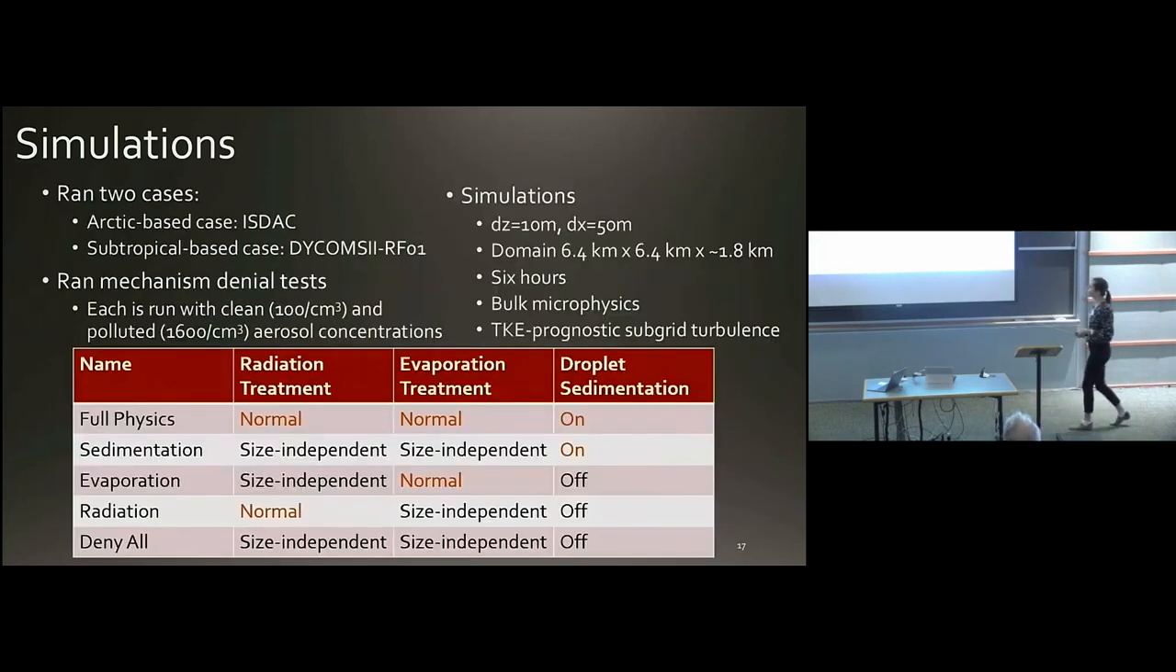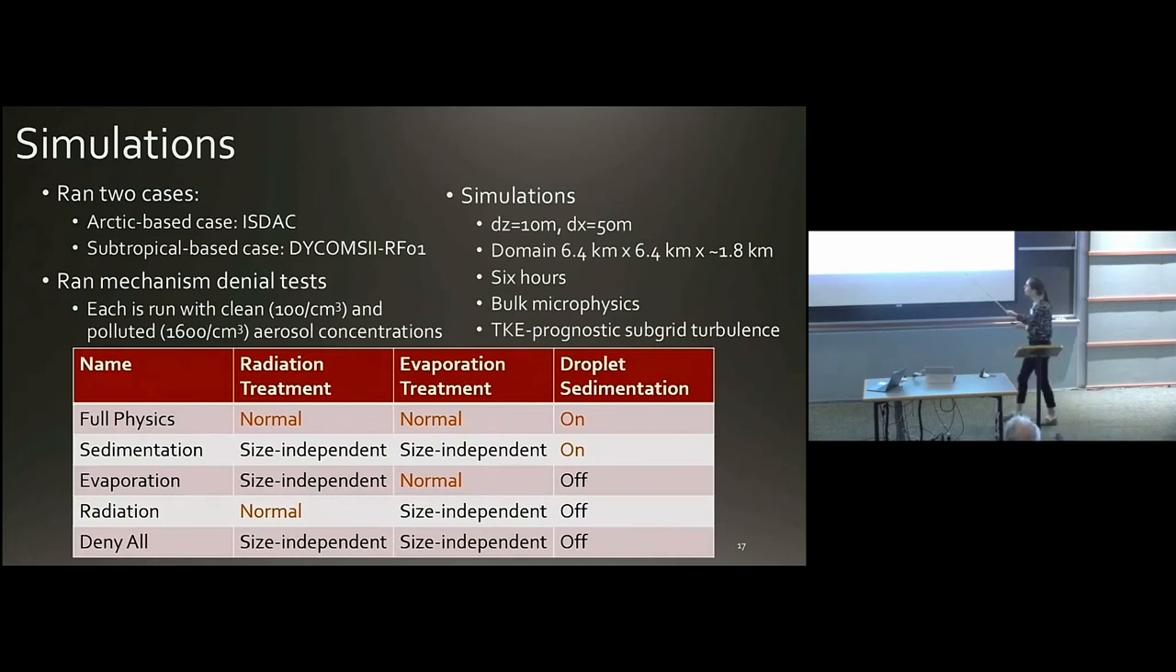Okay, so what did I do with these two cases? Again, I'm running simulations. I have fairly fine grid spacing. It's a much smaller domain than I think many of the simulations that we saw this morning, and they're not being run for a particularly long time because I am trying to run a lot of them. And I'm running mechanism denial tests. So I have the model running as normal with its normal treatment of radiation that depends on droplet size, and its normal treatment of evaporation and condensation that depends on droplet size. And droplet sedimentation is just an on-off factor.